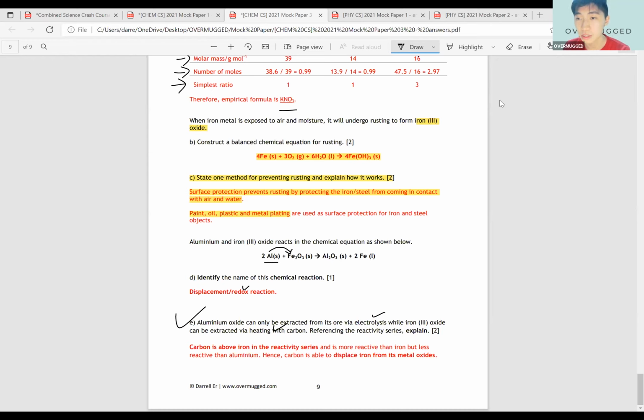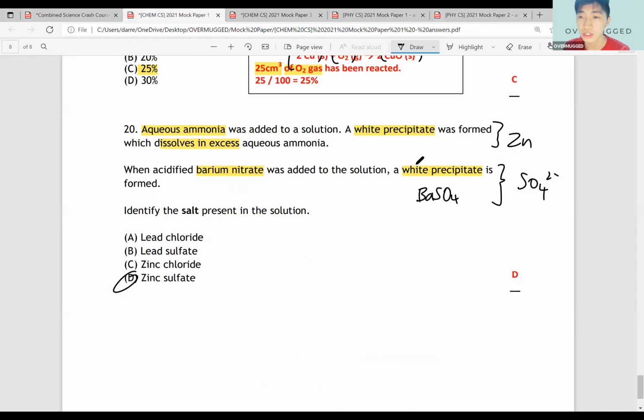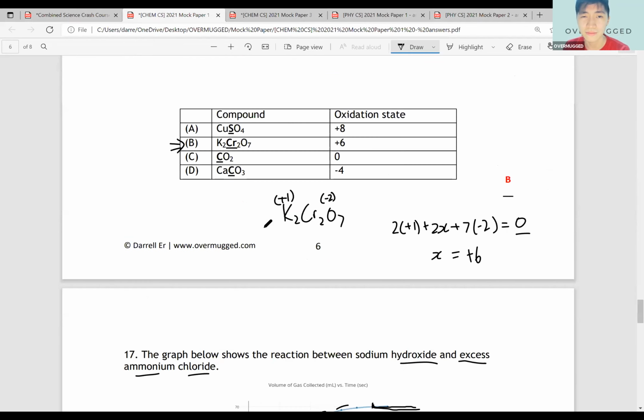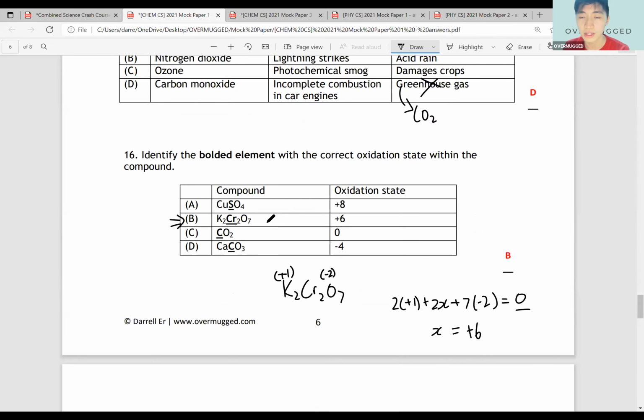Question 16, MCQ. Can you demonstrate how to calculate the oxidation state for option A? Okay, let's go there. Question 16. Here I already did the working, so I'll just go back to the working as reference.